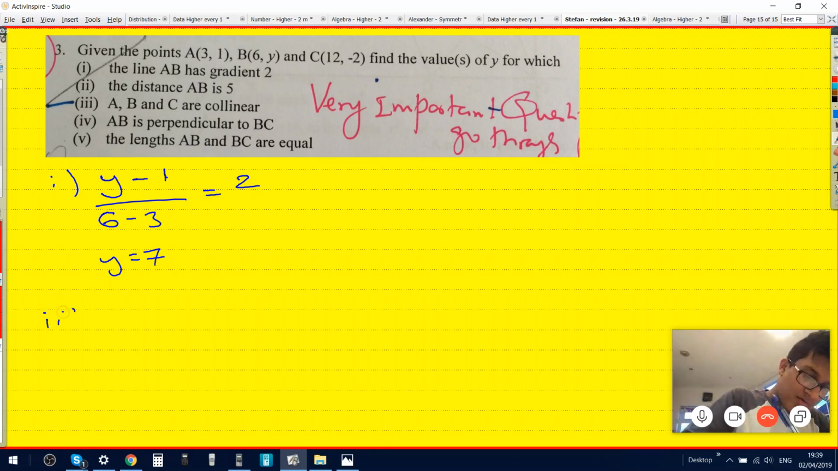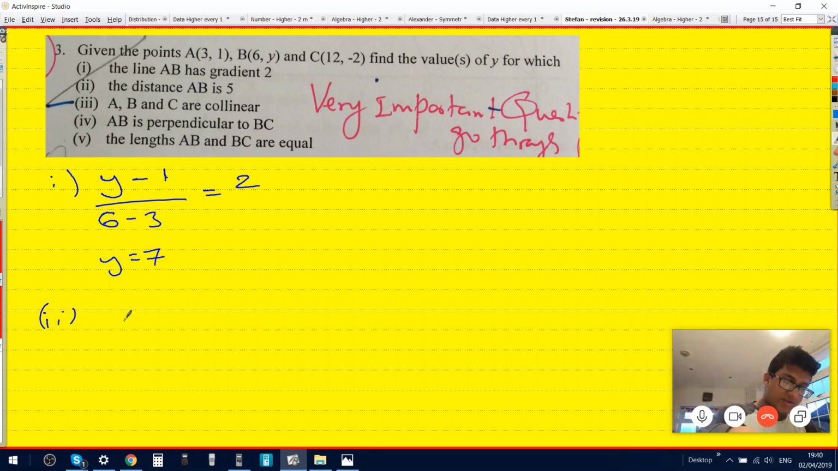Distance? Yeah, so the distance AB is 5. That means that if I make a quick sketch, 3, 1. The 6 is constant. So this has to have a length of 5.